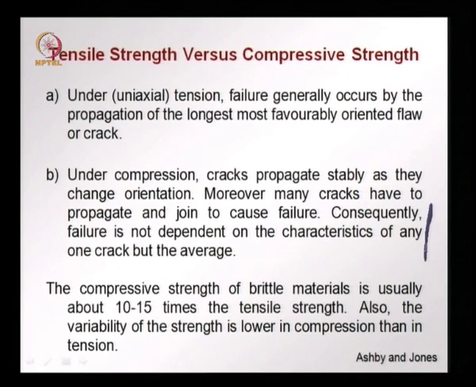So, this has two important consequences when we compare compression and tensile behavior. The compressive strength of brittle materials like concrete, rock, ceramics and so on is about 10 to 15 times that of the tensile strength, because you have many cracks propagating, changing orientation and joining together to cause failure. The other thing is the variability of the strength is much lower in compression than in tension, because here you are averaging the behavior. Even though the crack distribution changes a lot from specimen to specimen, since many cracks have to contribute, we get an averaging of the behavior and therefore the variability decreases.